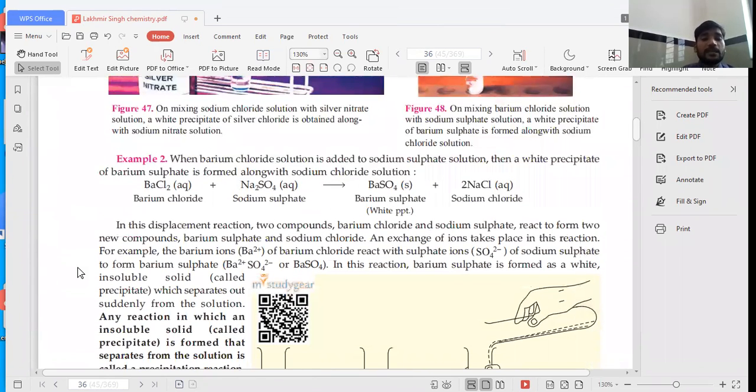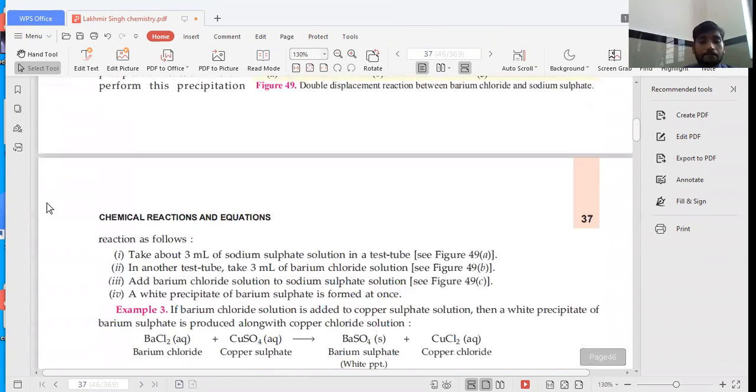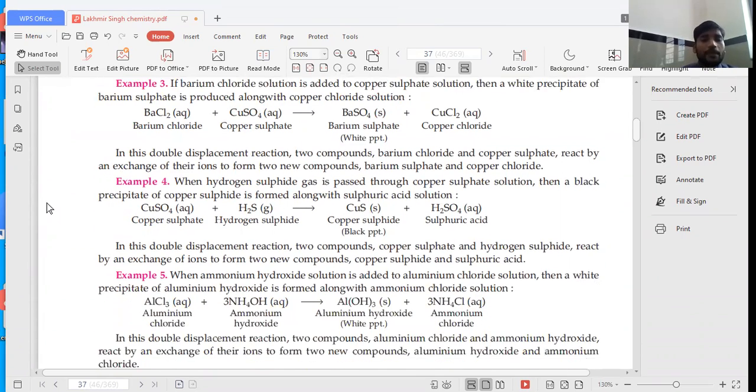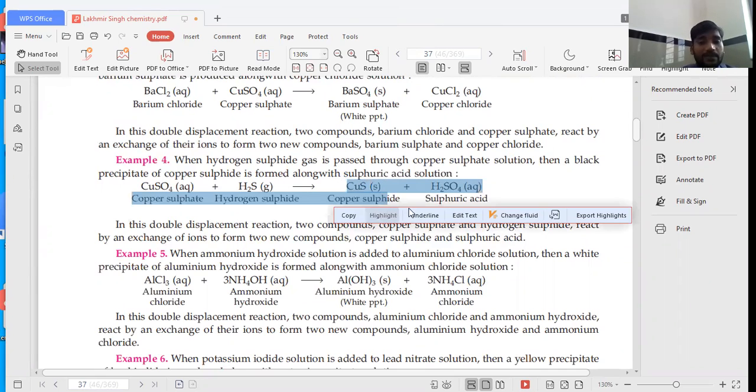Other reaction you can see, BaCl2 plus Na2SO4, barium sulfate का white precipitate मिल जाएगा आपको. This is a test reaction, all right. And barium chloride with copper sulfate, barium sulfate का white precipitate मिल जाएगा आपको. Copper sulfate with hydrogen sulfide, so यहाँ से copper sulfide का black precipitate आएगा.